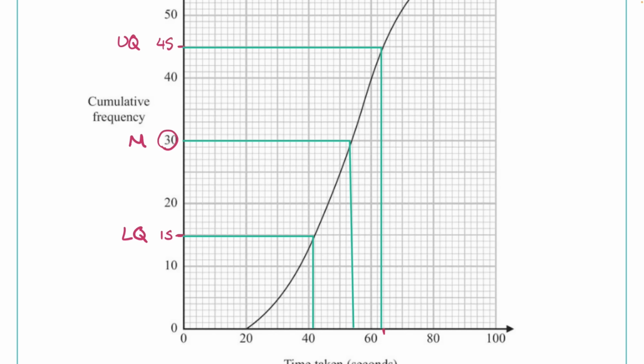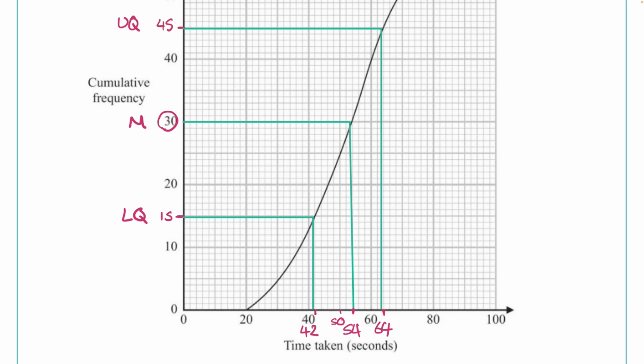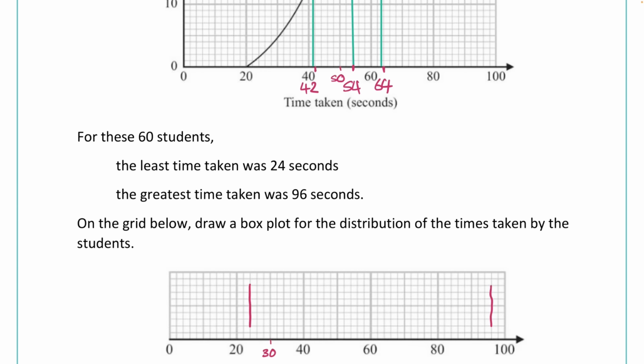So we're looking at this number here, and just after the 40 there. So my lower quartile, and again, making sure that we read the scale carefully, each one goes up in twos. So that's going to be 42 for my lower quartile. My median is at 54, and my upper quartile is at 64 there. My line has gone ever so slightly to the left, but we've got 64 for that one. So we can now draw this box plot.